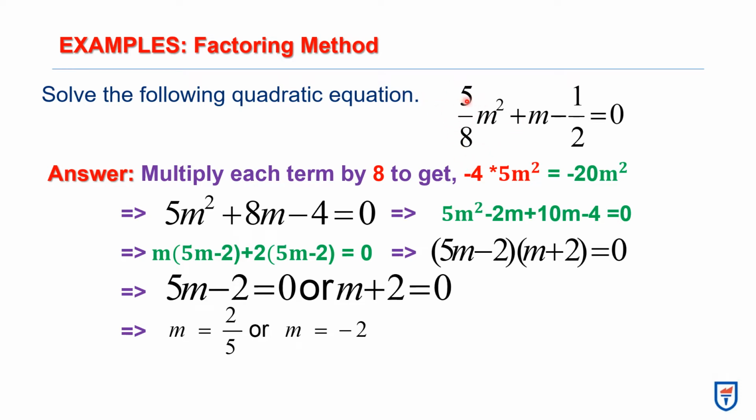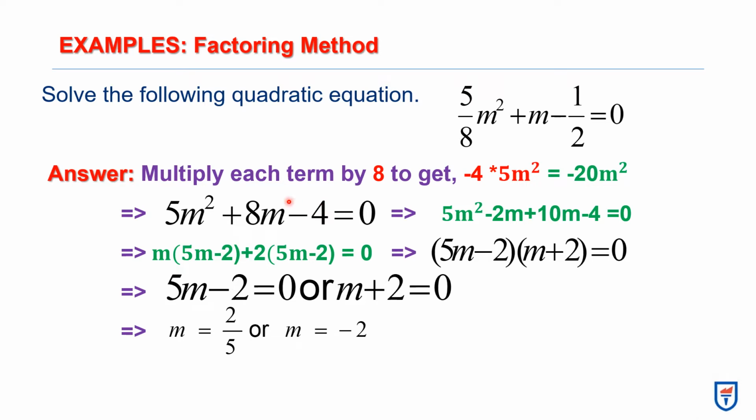When you say 8 times 5 over 8 m squared, you're going to get 5m squared. And when you say 8 times m, we're going to get plus 8m. And when you say minus half times 8, we're going to get minus 4 is equal to 0. So we end up having this quadratic here. Now if you check on m squared, we have got a term that is more than 1. In a situation when we have got a value attached to the variable which is more than 1, we need to multiply this with the end constant, which is minus 4 here. So when you say 5m squared times minus 4, we're going to get minus 20m squared.